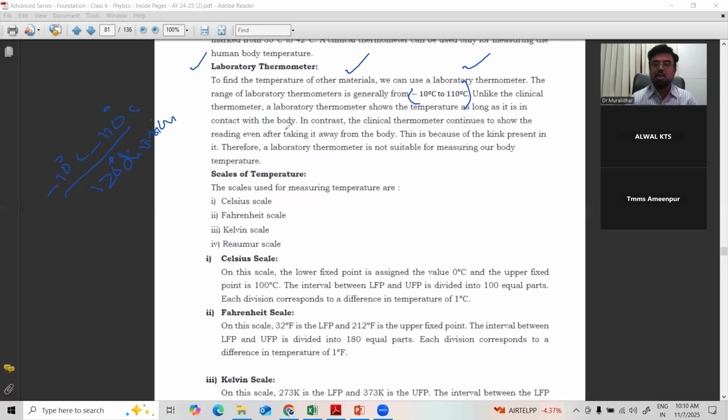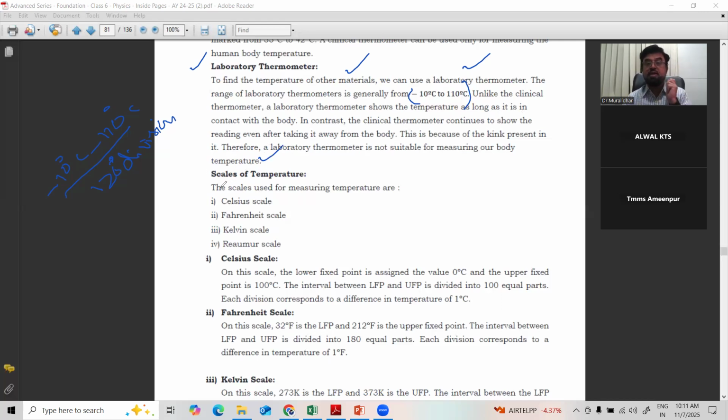Unlike the clinical thermometer, a laboratory thermometer shows temperature only as long as it is in contact with the body. In contrast, the clinical thermometer continues to show the reading even after taking it away from the body. This is because of the kink present in it. Kink means a constriction will be there. Therefore, a laboratory thermometer is not suitable for measuring our body temperature.